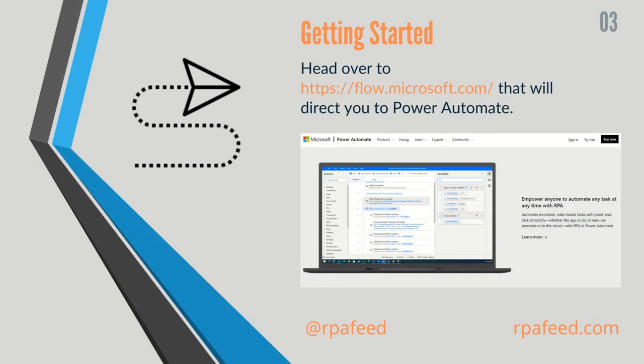So how to get started with Power Automate? It's very simple. And guys, there are two versions of Power Automate. One is Power Automate Desktop and one is simply Power Automate. That's a cloud version. So in this video, we'll be dealing with the cloud version. And in my upcoming videos, I'll be covering the differences between the two and how to get started with Power Automate Desktop as well. So let's head over to Google Chrome.